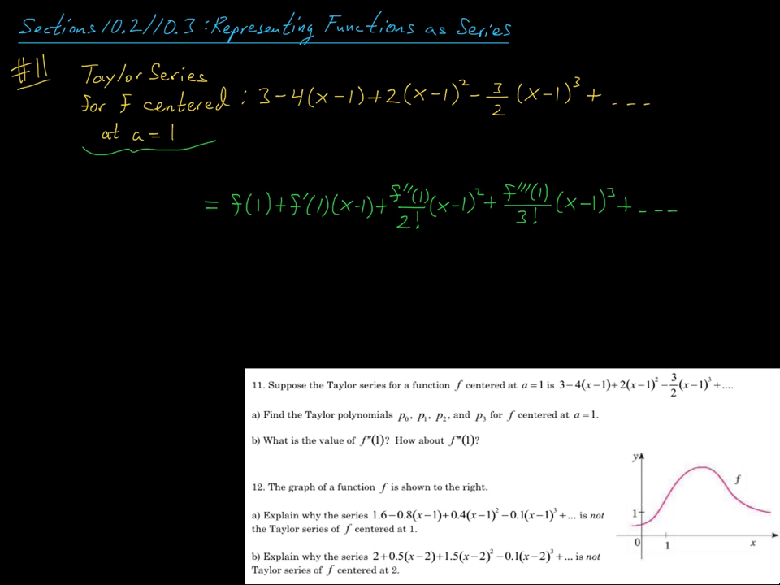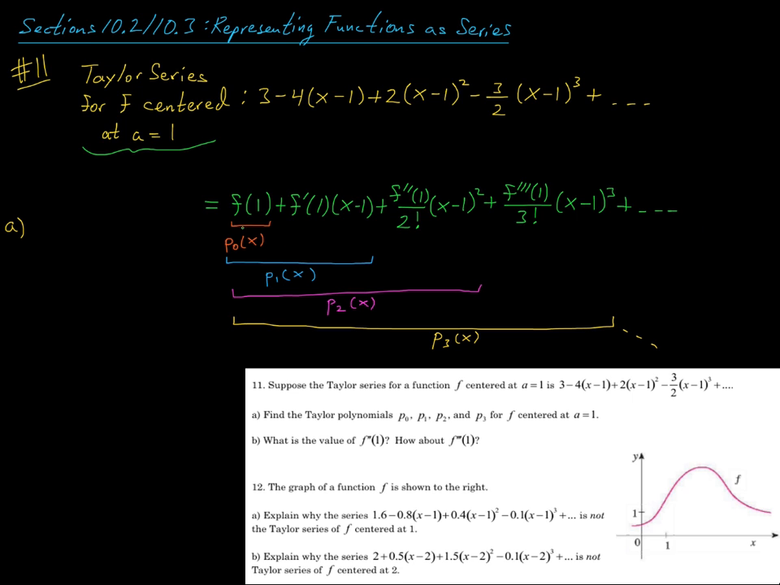Okay, well first off, recall the general form of the Taylor series of f centered at a equals 1. This by definition is f of 1 plus f prime of 1 times x minus 1 plus f double prime of 1 over 2 factorial times x minus 1 squared, so on and so forth. Also recall that the Taylor polynomials are the partial sums of this Taylor series. So in other words, p0 of x, that's this constant term f of 1. p1 of x, that's where we sum up to the linear term. p2 of x, that's where we sum up to the quadratic term. p3 of x, that's where we sum up to the cubic term, so on and so forth.